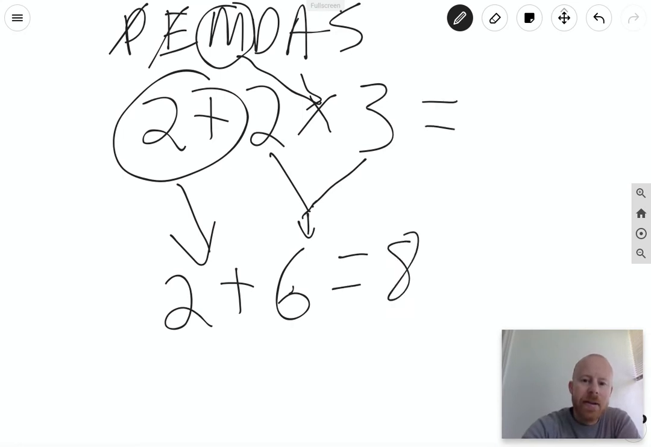Okay? Now, this is our first kind of peek into algebra. So when we're going to be solving variables next week, this is what we're going to have to use. There's the order of operations. So let's try another one.